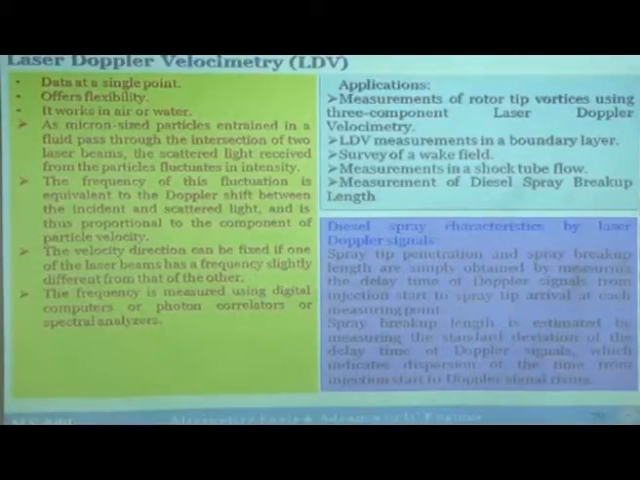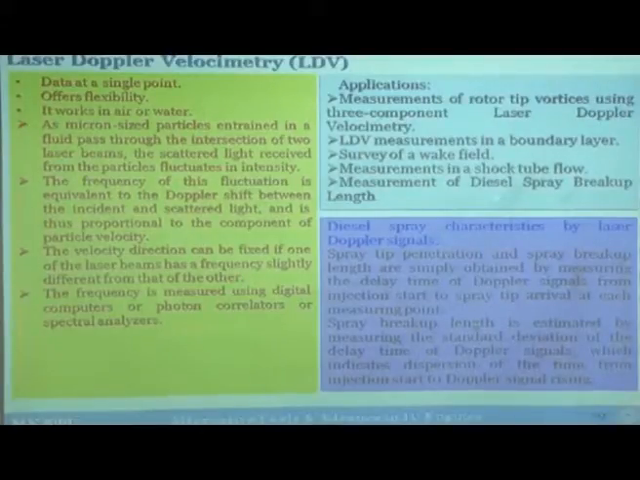What are the applications? It is used for measurement of rotor tip vortices using 3 component laser Doppler velocimetry. LDV measurements in a boundary layer. So, you can do measurements in a boundary layer which are extremely difficult by any other technique. Fluid boundary layer, fluid flow boundary layer. Survey in a wake field. Wake field measurements are also extremely difficult for any fluid mechanicians.